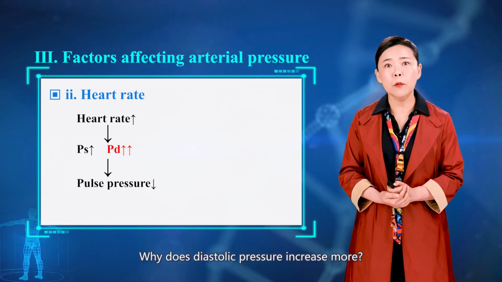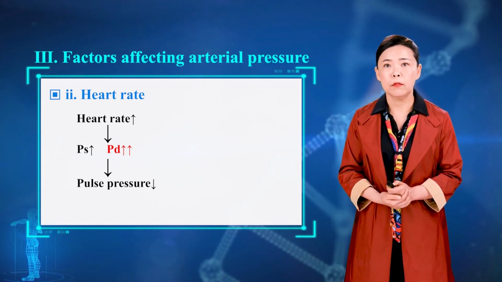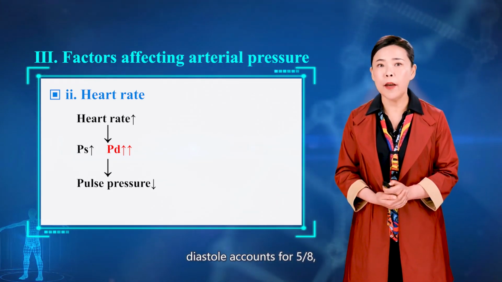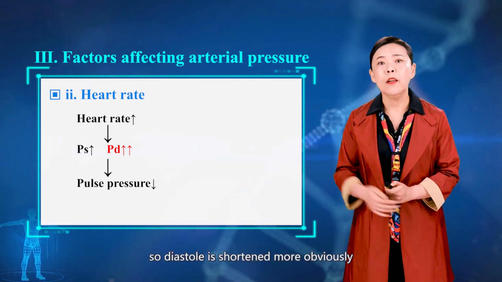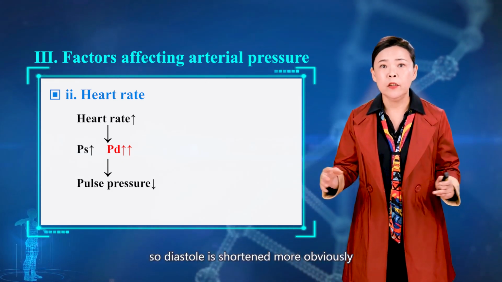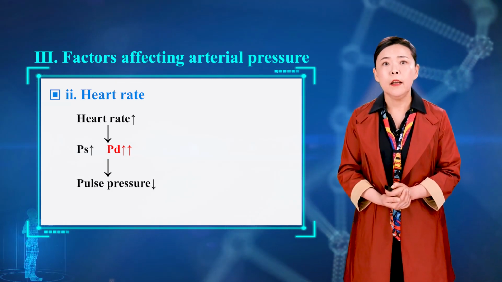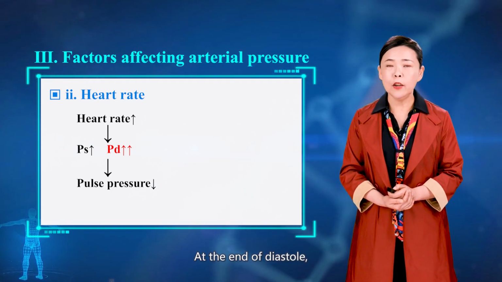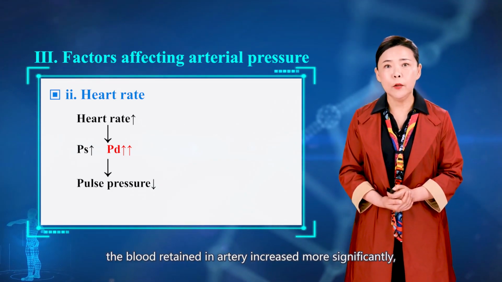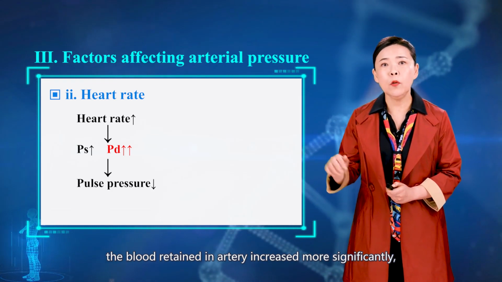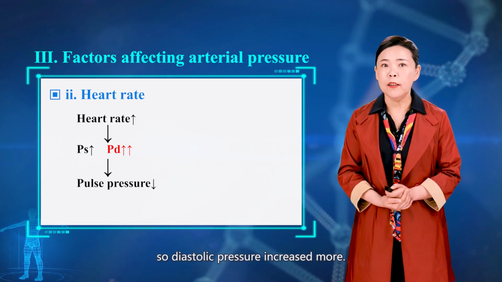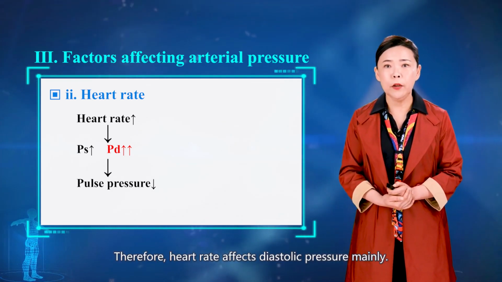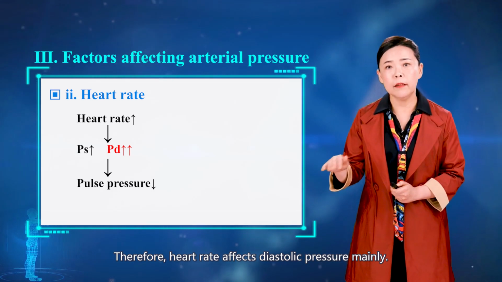Why does diastolic pressure increase more? In the cardiac cycle, diastole accounts for 5/8. So diastole is shortened more obviously with the shortening of cardiac cycle. At the end of diastole, the blood retained in artery increases more significantly. So diastolic pressure increases more. Therefore, heart rate affects diastolic pressure mainly.